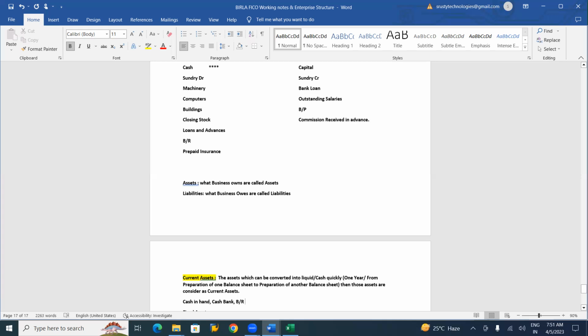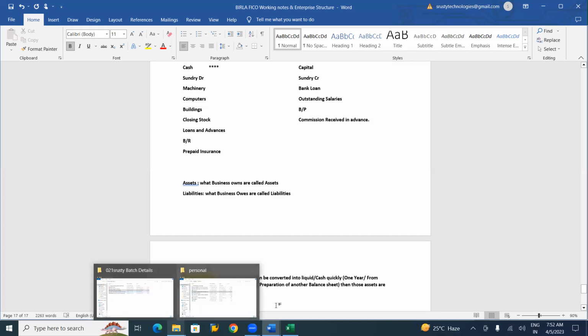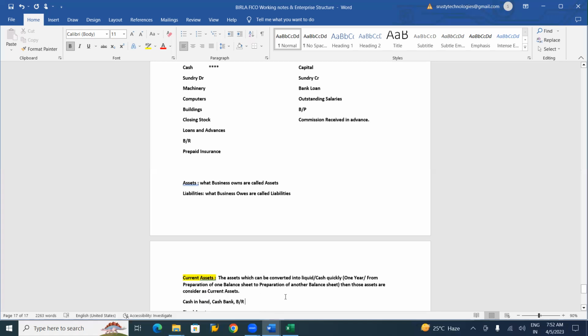Nothing but you have sold goods or services to customer. So normally, what would be the payment terms? Immediate payment terms, or we will have 30 days. Generally, I'm taking 30 days pay terms, or we can have 45 days, 60 days, 90 days, 180 maximum, or max to max 240 days, not more than that. Which is nothing but less than 1 year from preparation of one balance sheet to another balance sheet.